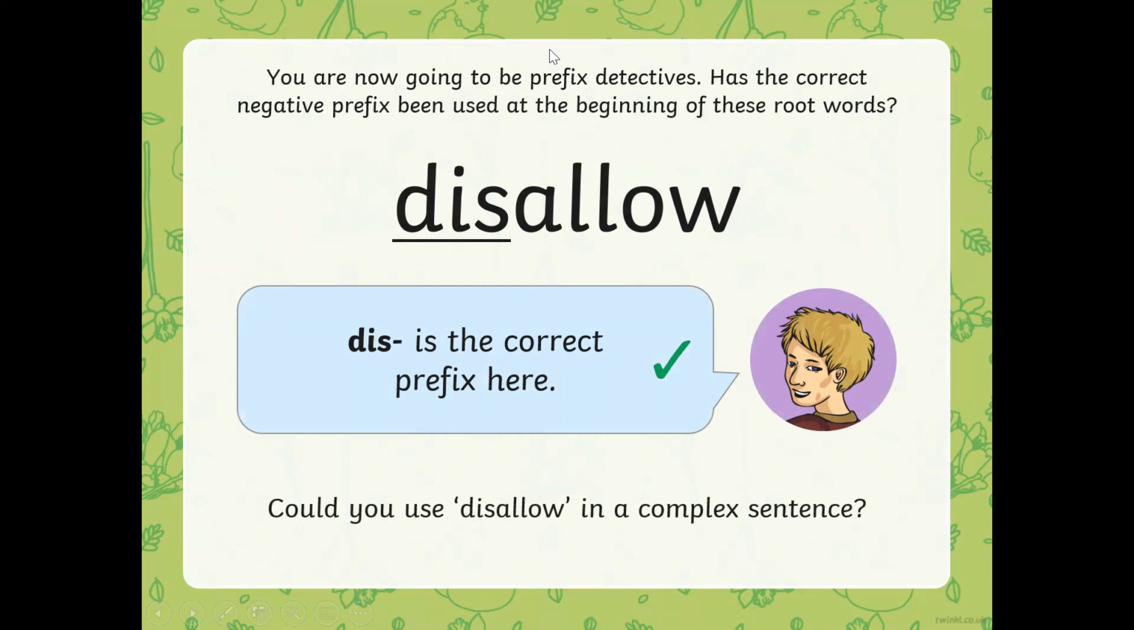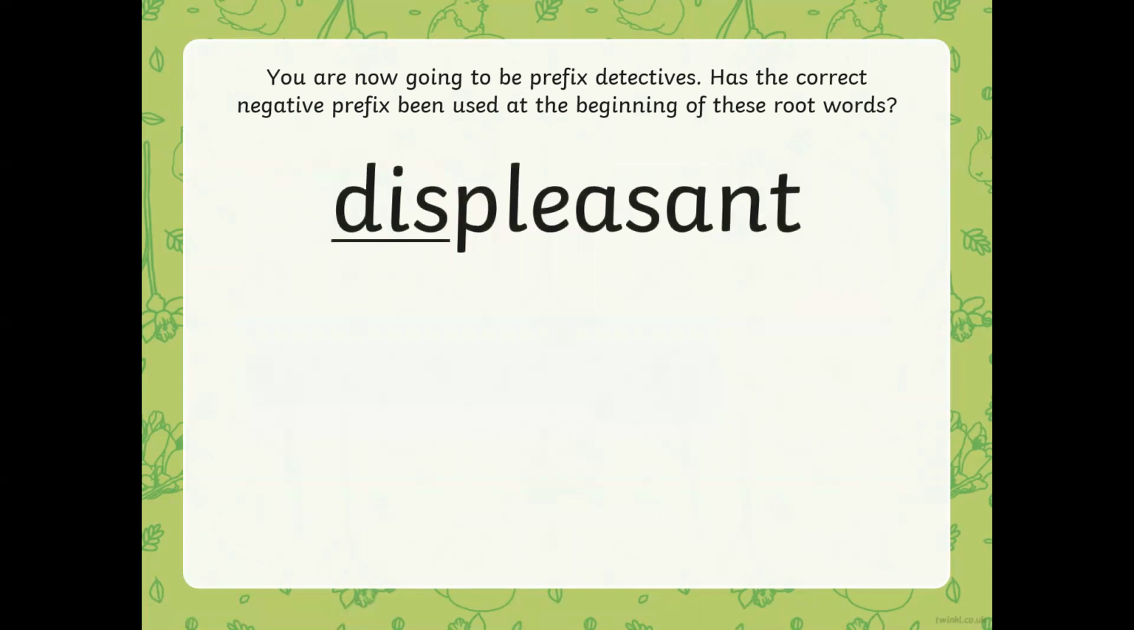Now, here's a little bit of a challenge for you. Pause the video. Can you use disallow in a complex sentence? That means a sentence which has a conjunction. So disallow, you don't allow something. It's the opposite of allow, okay? If you allow something, it means you're letting someone do something. But if you disallow it, you're not allowing it. Can you use that in a sentence? It's your challenge, okay? Or you can just move on with the lesson.